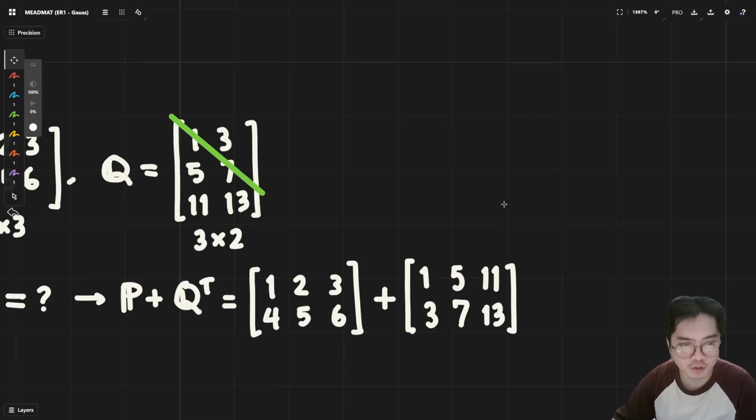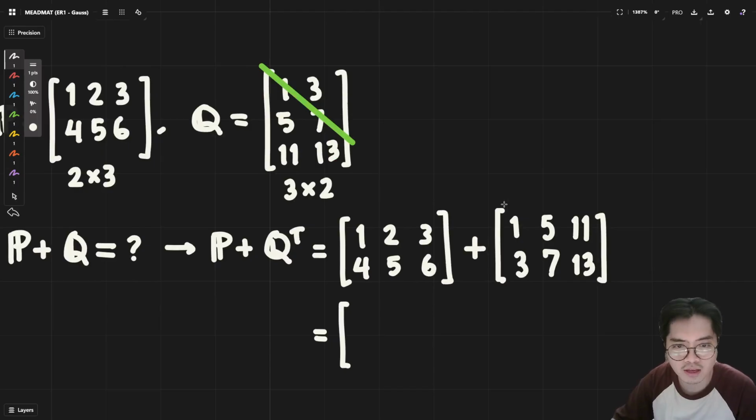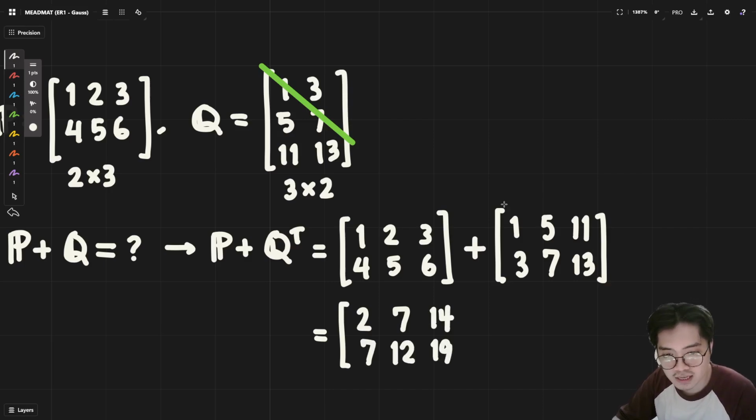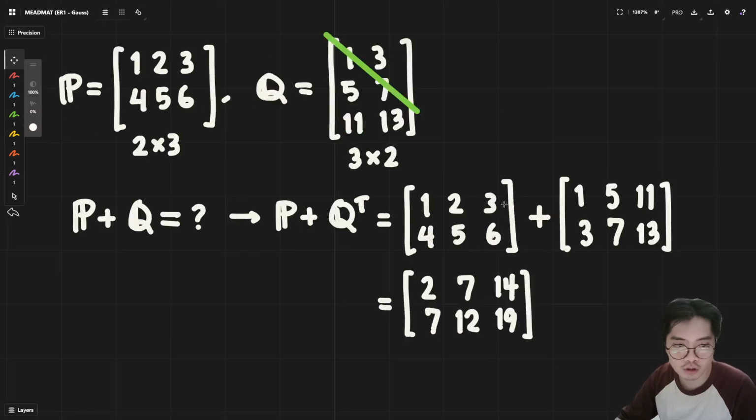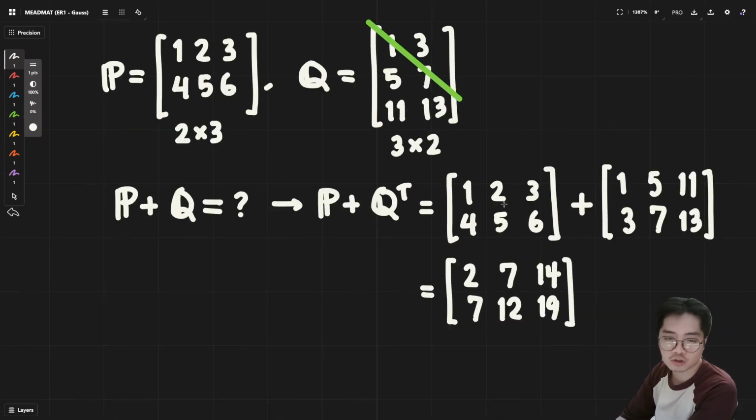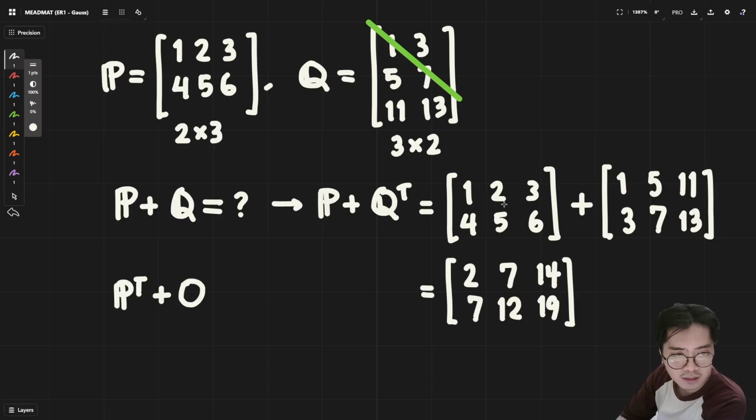And so that means your P plus the transpose of Q will give you, just look at the elements themselves. This is going to be an element-wise operation. 1 plus 1 is 2. 2 plus 5 is 7. 3 plus 11 is 14. 4 plus 3 is 7. 5 plus 7 is 12. 6 plus 13 is 19. That is how you solve for your P plus the transpose of Q. And now I challenge you, what about the transpose of P plus Q? What will that equal to?